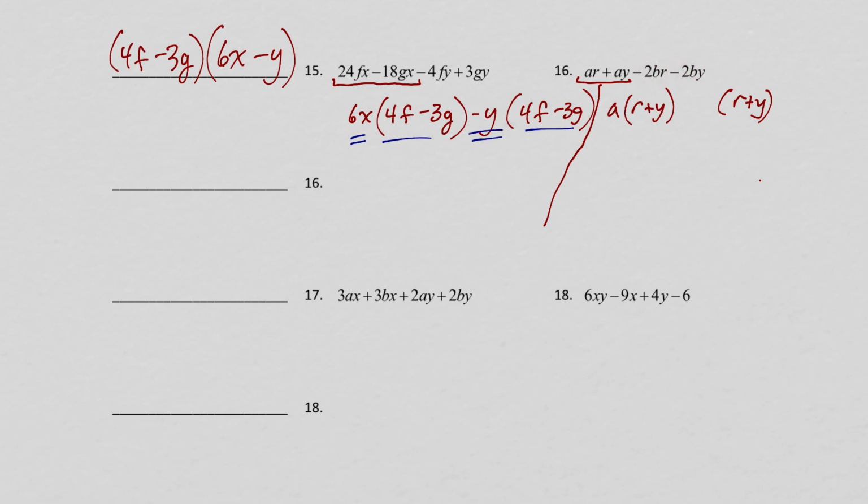It looks like a negative 2b. And just double check that it works. Negative 2b times this is that, negative 2b times this is that. So here's my common factor, r plus y, and I'm going to pull that out. And it leaves behind a minus 2b.